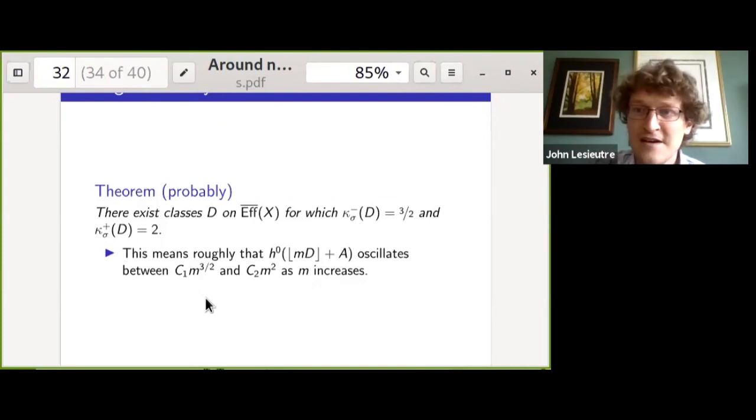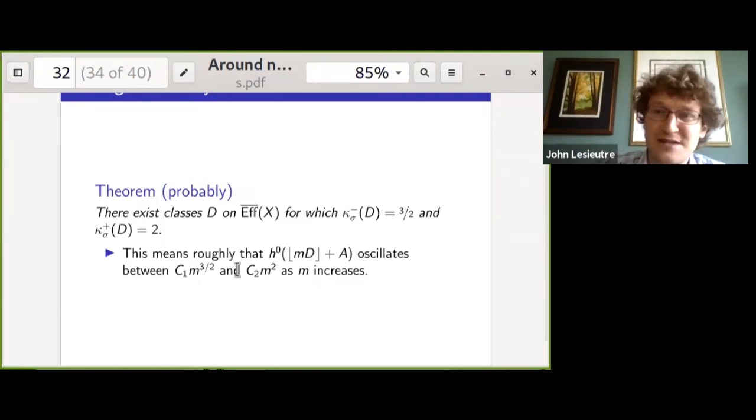So the volume varies between t and t to the 3/2. If you go to h0 instead of volume, h0 of mD plus A should go back and forth between m to the 3/2 and m squared as m increases. So I still have to write down the estimates, but it looks like it's going to work.